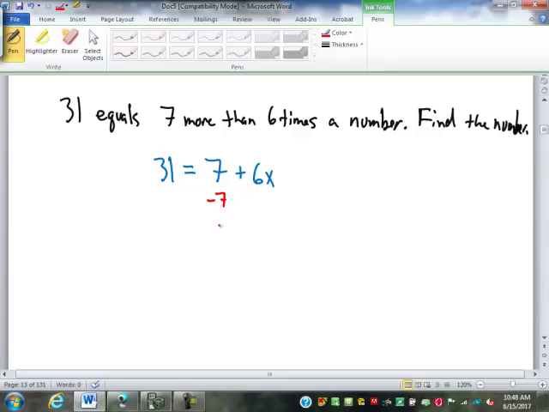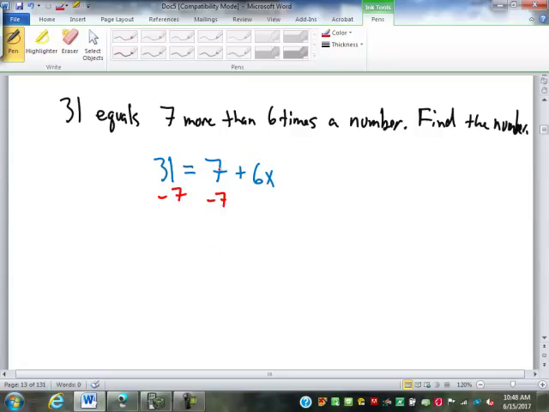Subtract the 7. Good. We're so used to seeing it as 6x plus 7. It's the one that's added or subtracted, which is the 7. It's positive, so it's added. So we're going to subtract it.